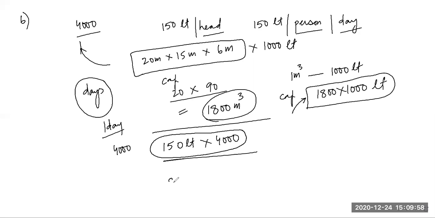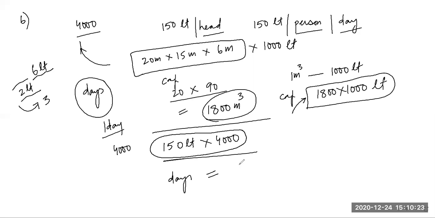Then how many days will the water last? Suppose I'm having 6 liter of water, and in one day I consume 2 liter. Then how many days will that water last? 3 days. Beautiful. So you are dividing the total by the consumption of one person.